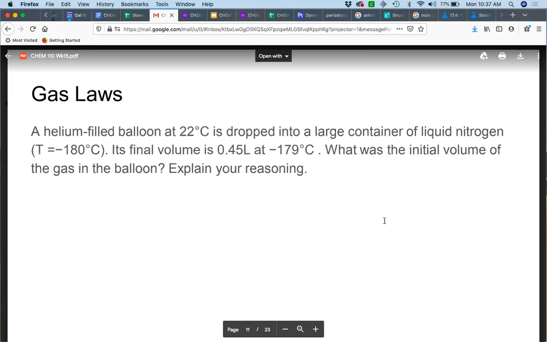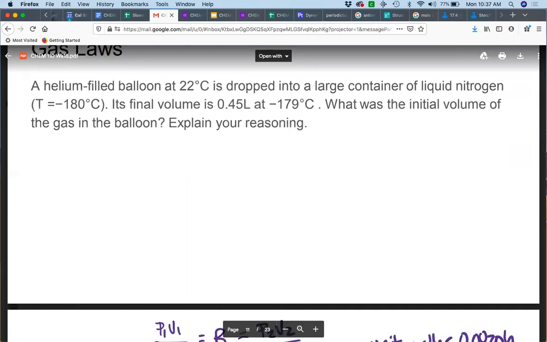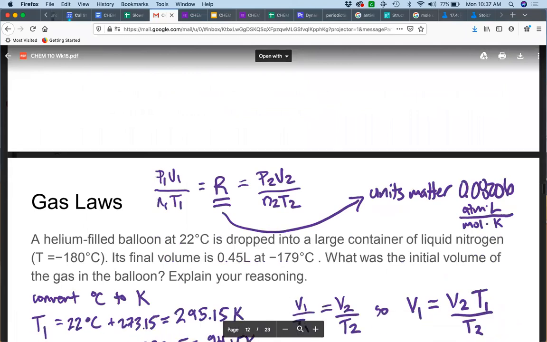So part of what I want you to see here is that your first steps might be to take stock of the information that you're given in a problem. So when I'm reading this problem, I think to myself, okay, a helium-filled balloon. Okay, I think helium is a gas. Balloons certainly are filled with gas. At 22 degrees Celsius, okay, that's a temperature, is dropped into a large container of liquid nitrogen, another temperature. I'm given a final volume and another temperature. Okay, this means that I'm solving some type of problem associated with the gas laws.